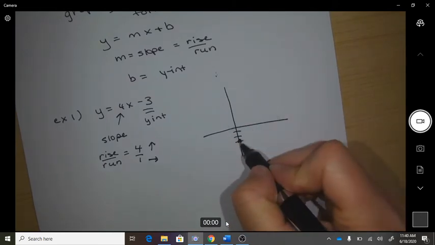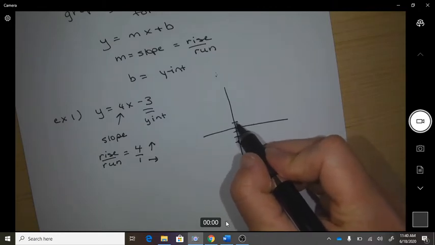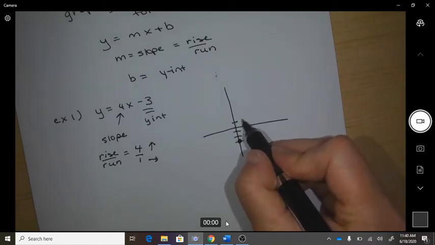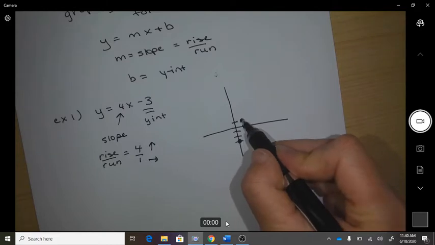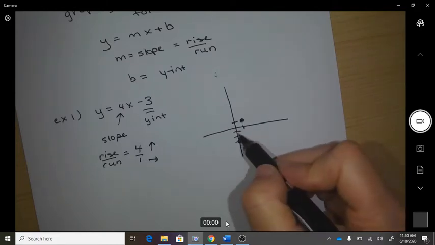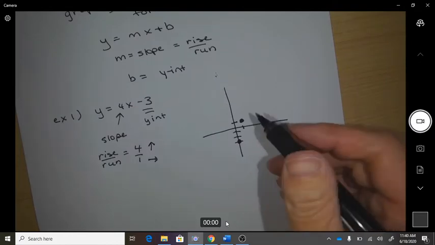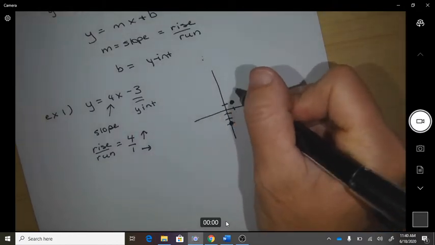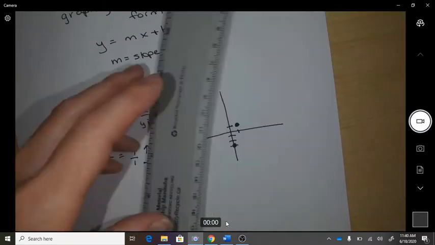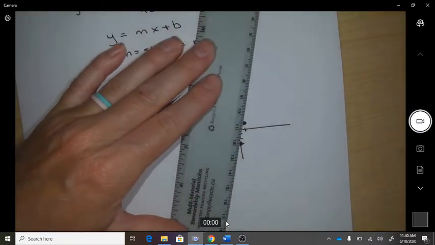So from this point, you need to go up 4. So that's up 4, and then over 1. And that's your new point. Up 4 over 1, or up 4 right 1. You can continue doing that, but once you actually have 2 points, you can make your line already.